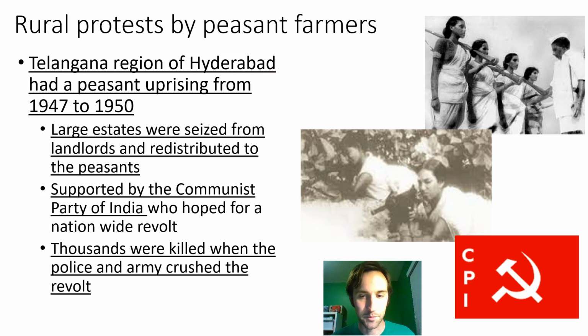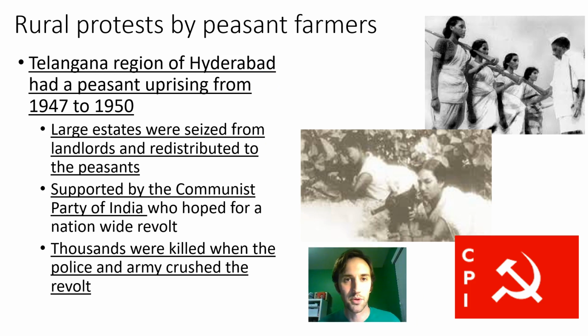Another example of a violent protest, the rural protest by peasant farmers. And so in the Telangana region of Hyderabad, there was a peasant uprising from 1947 to 1950. So this was even before Hyderabad agreed to be part of India. Large estates were seized from landlords and redistributed to the peasants. And so these people were supported by the Communist Party of India, and they're hoping that this spark a nationwide revolt where the poor would rise up against the rich.